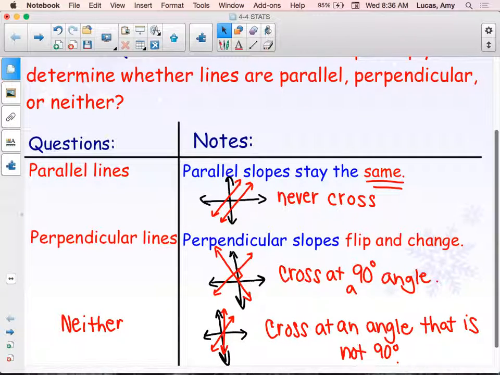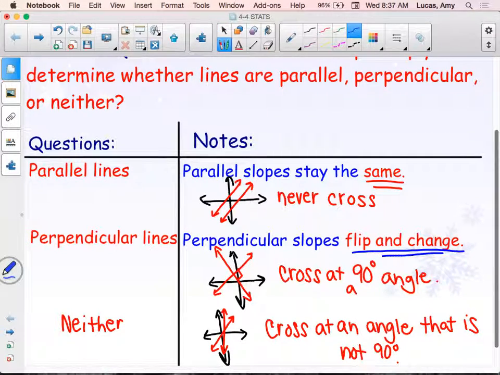Okay, so parallel lines never cross, perpendicular lines cross at a 90-degree angle, and neither means that your lines cross at an angle that is not 90 degrees. With the slopes, parallel slopes stay the same, perpendicular slopes flip and change, so that might need a little bit of explaining here. So if one of my slopes is 3/4, the perpendicular slope is going to be -4/3.